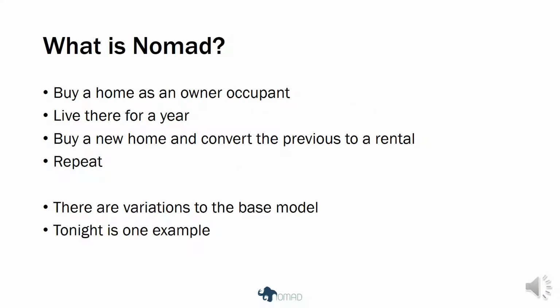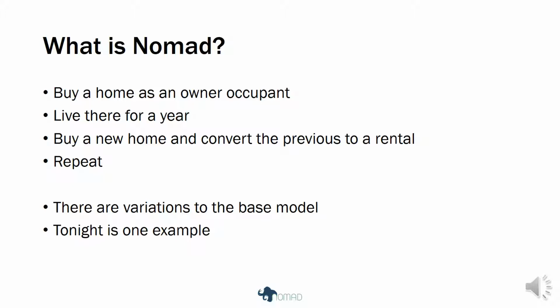So first, let's talk about what Nomad is. Nomad is, in the simplest way I can describe it, you buy a home as an owner-occupant, and owner-occupant means you're planning on moving into the property. You're getting special owner-occupant financing. You live there for a year, and living there for a year is a requirement of the lender. If you're buying a property as an owner-occupant, the lender is going to require that you live there for a year, as of right now, what the current rules are.